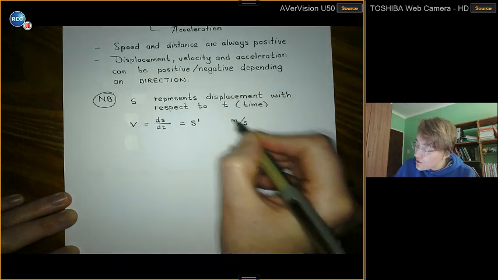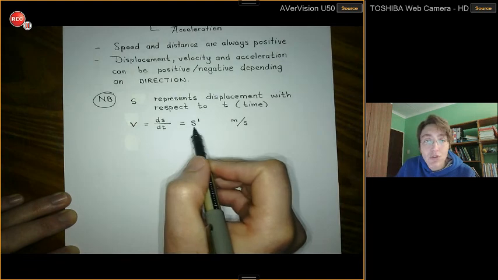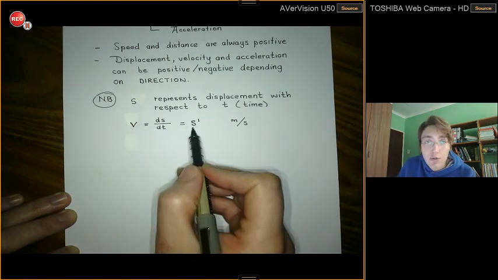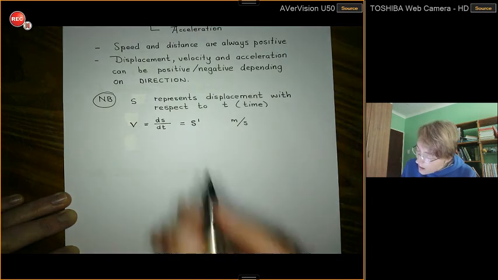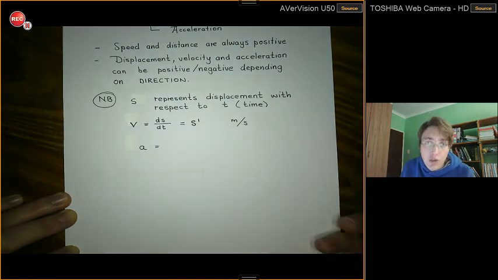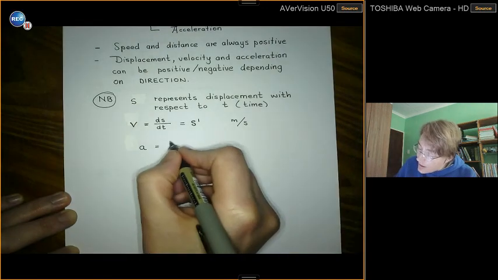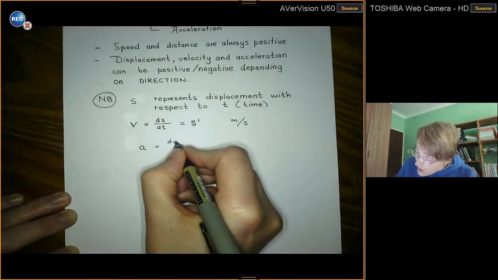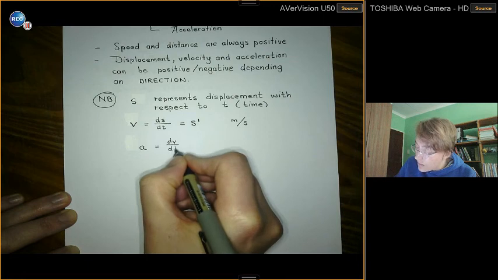So because it's a rate of change, it means it's the first derivative. So you have to memorize that velocity is going to be the first derivative of displacement. Then acceleration is also a rate of change, but this one is going to be the rate of change of velocity with regard to time.